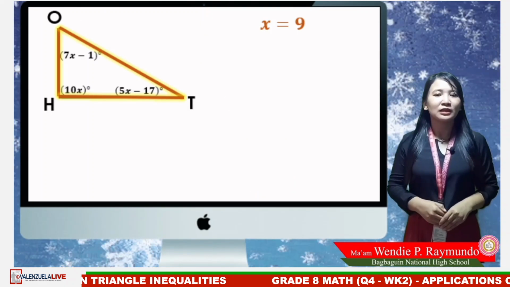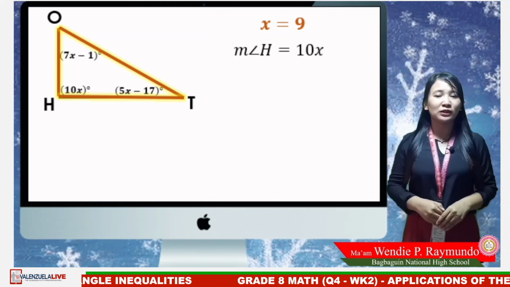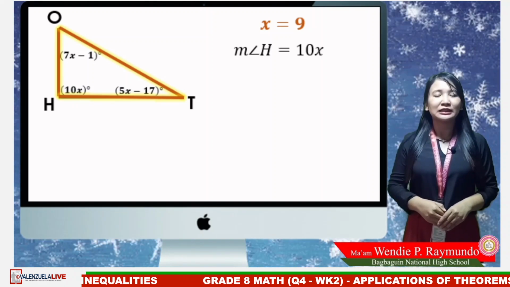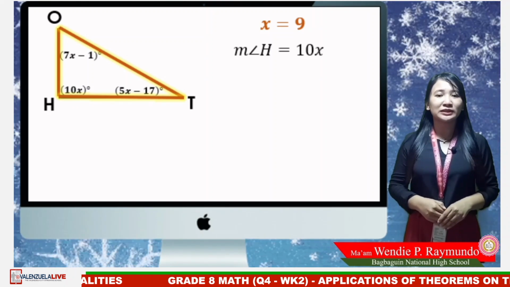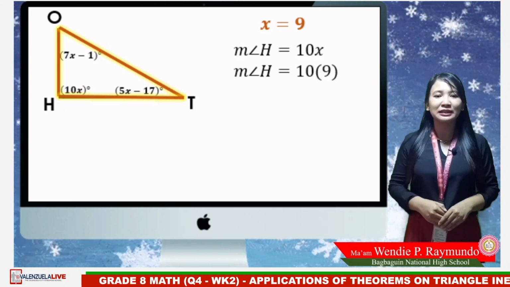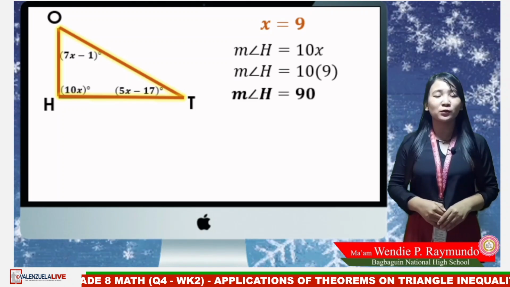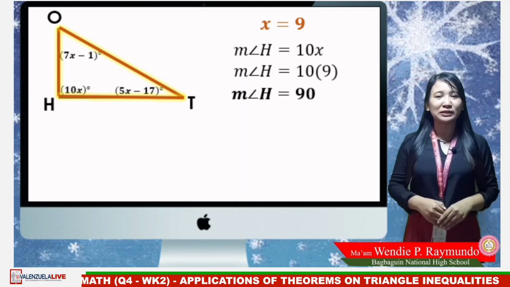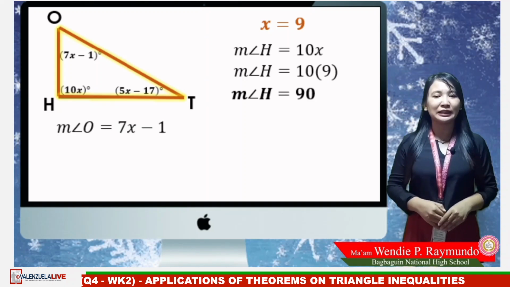This time, we will solve the measure of the angles. So measure of angle H is equal to 10x. Measure of angle H is equal to 10 times the quantity of 9, which is the value of x, and the measure of angle H is equal to 90, because 10 times 9 is 90.